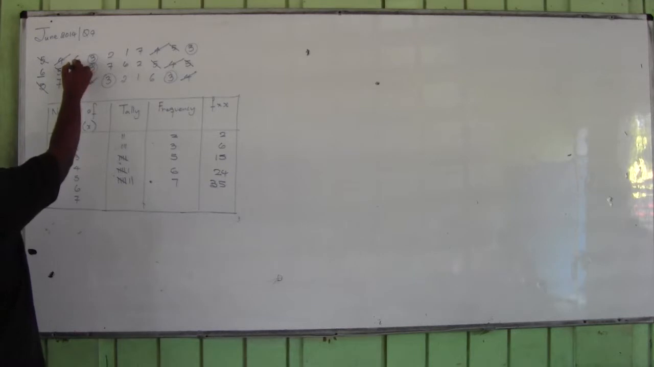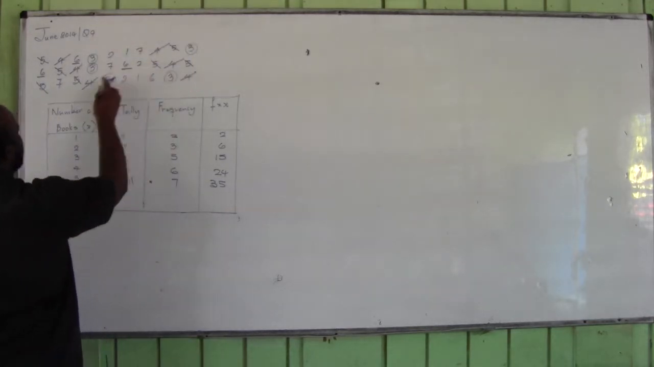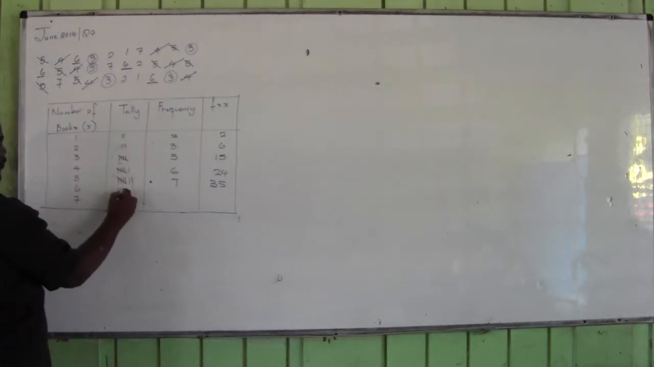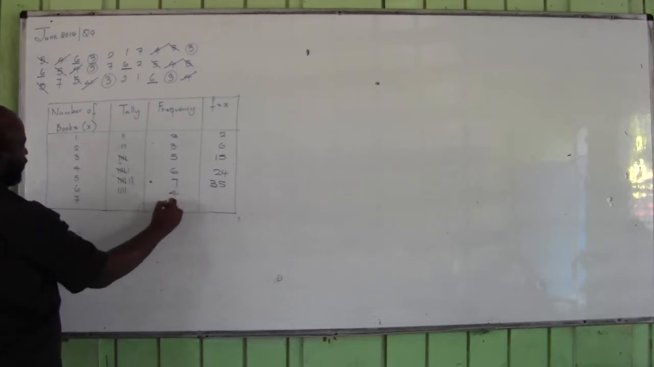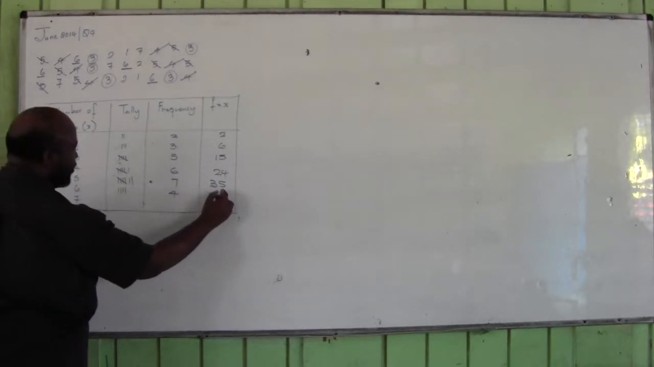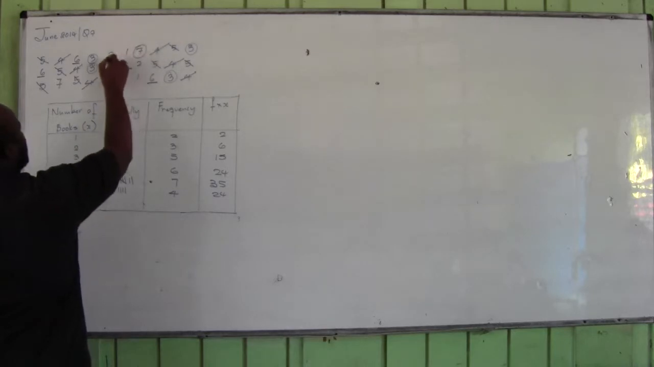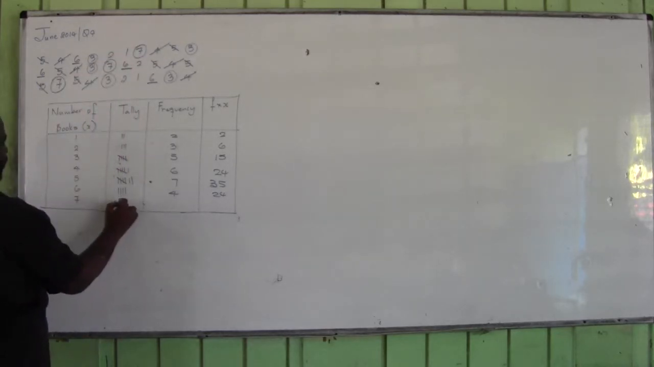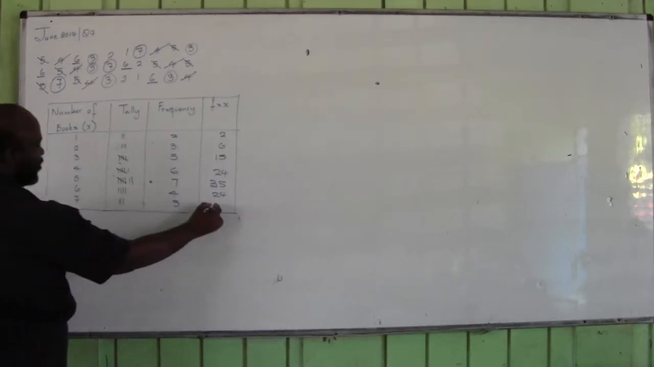I see 1, 2, 3, 4. So the frequency is 4. 4 times 6 is 24. How many 7s are in the data? I see 1, 2, 3. Any more? No. This is 3, so 3 7s.